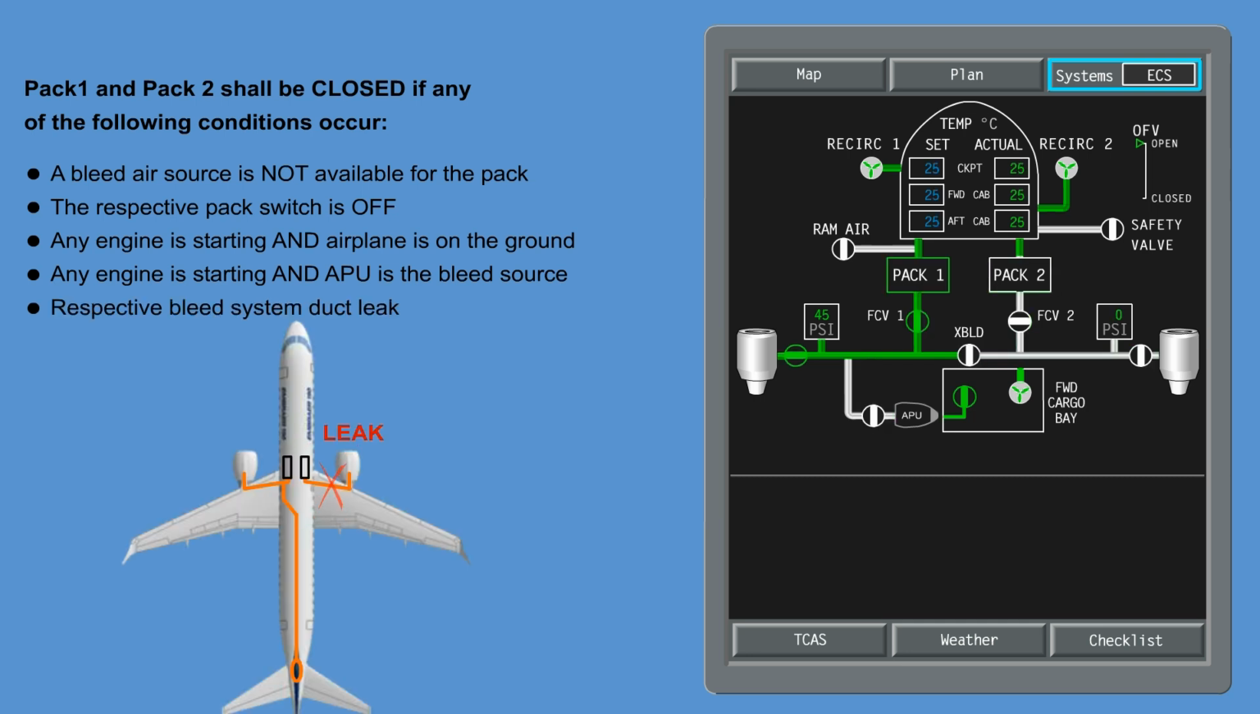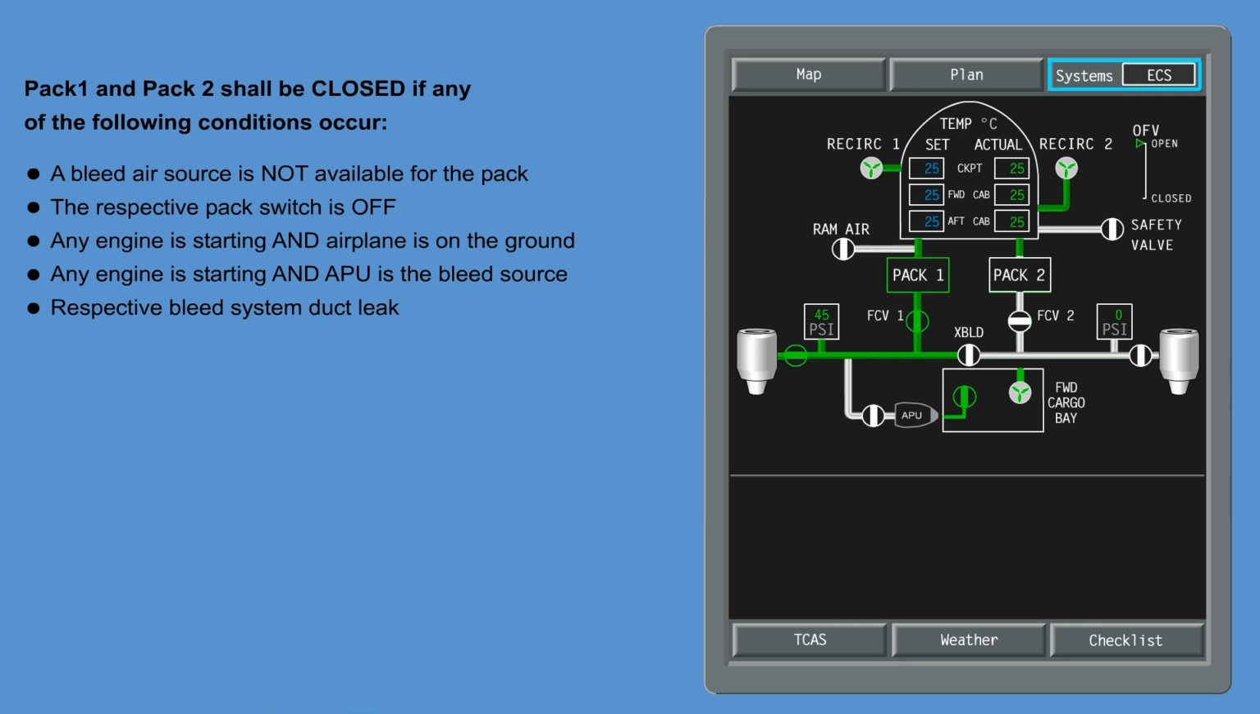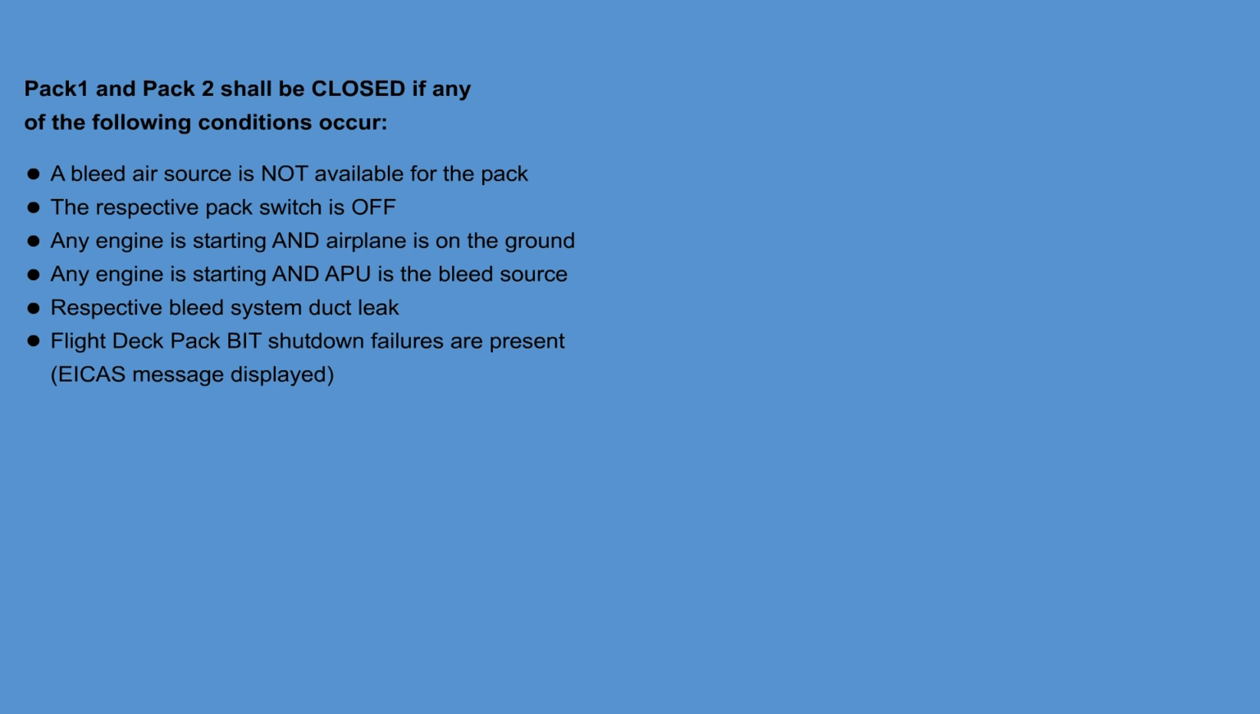Respective bleed system duct leak. Flight deck pack built-in test shutdown failures are present, ICAS message displayed. ECS selected off on the MCDU and ECS can be commanded off according to system logic.